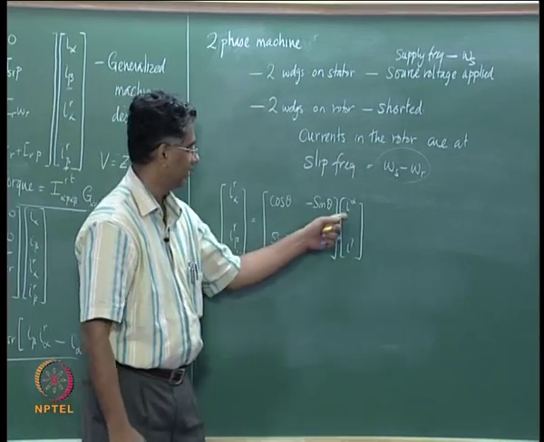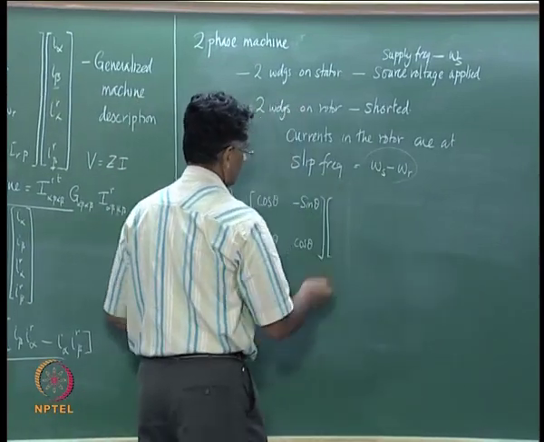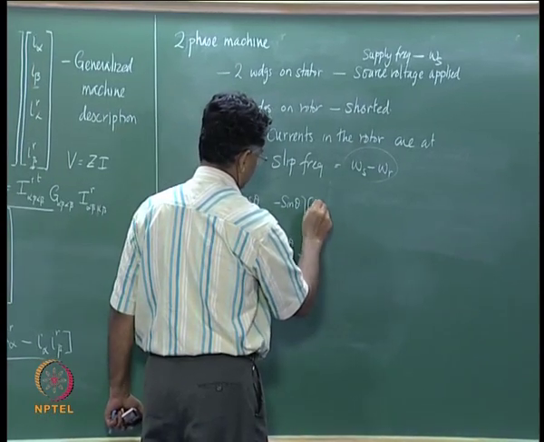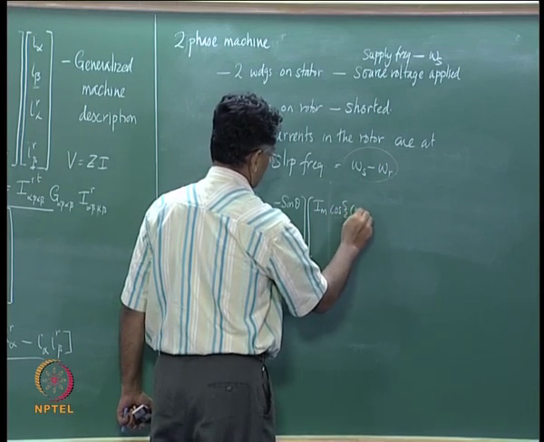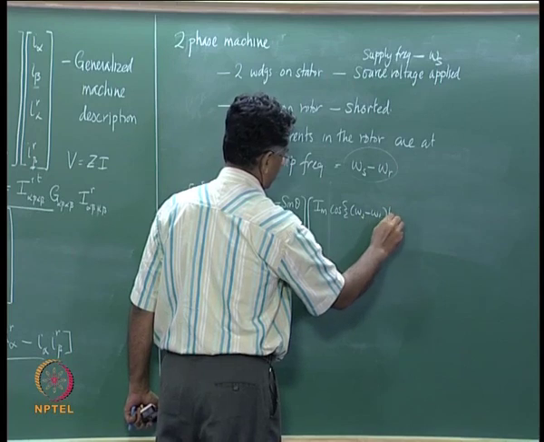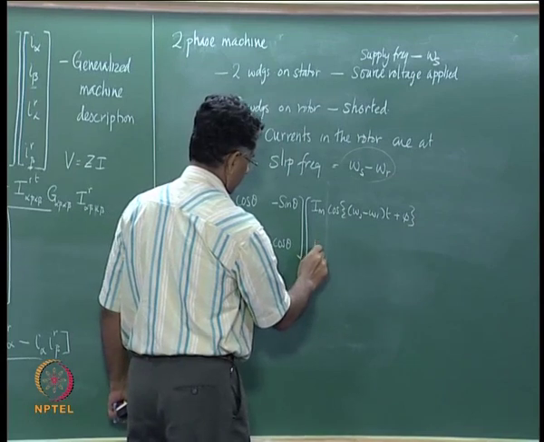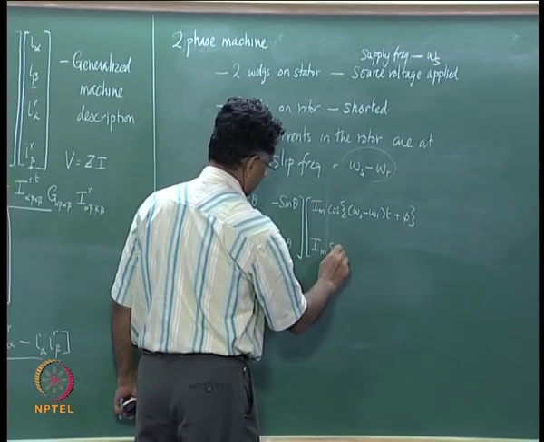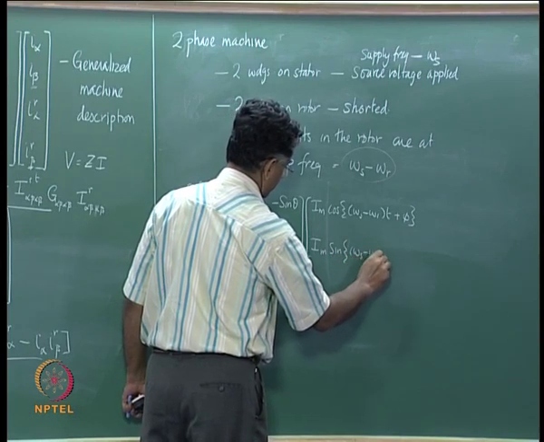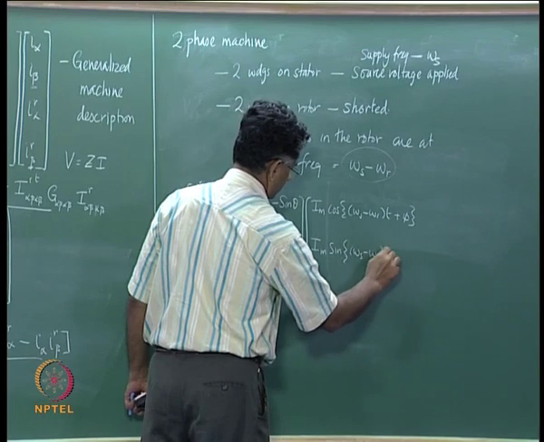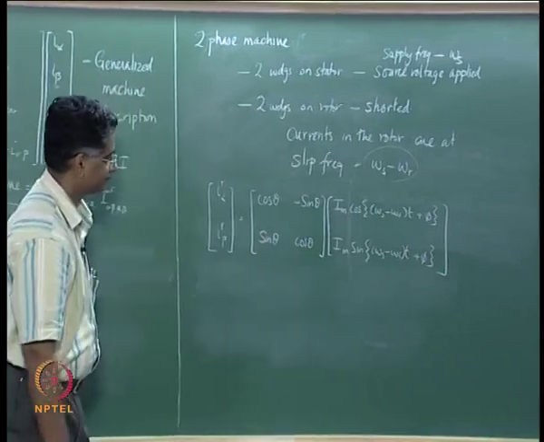Now this I alpha and I beta are the currents flowing in the rotor, and therefore I could simply say that this current is some Im cos of omega s minus omega r into t plus probably some phase angle phi as well, and therefore this current would be Im sin of omega s minus omega r into t plus the same angle phi. This would be the current.